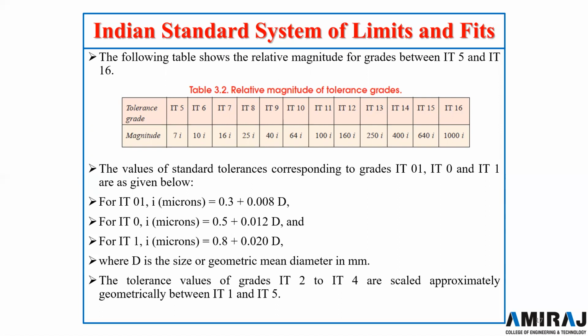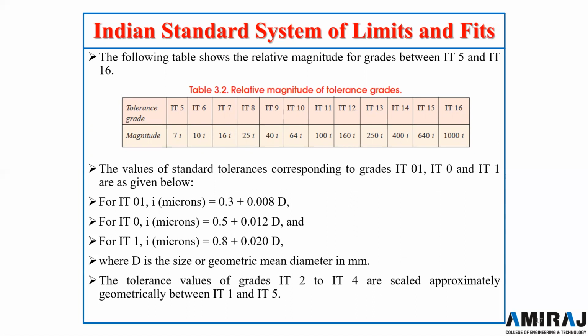For IT01, i is equal to 0.3 plus 0.008 D. For IT0, i in microns is equal to 0.5 plus 0.012 D. Then for IT1, i in microns is equal to 0.8 plus 0.020 D, where D is the size or geometric mean diameter in mm.